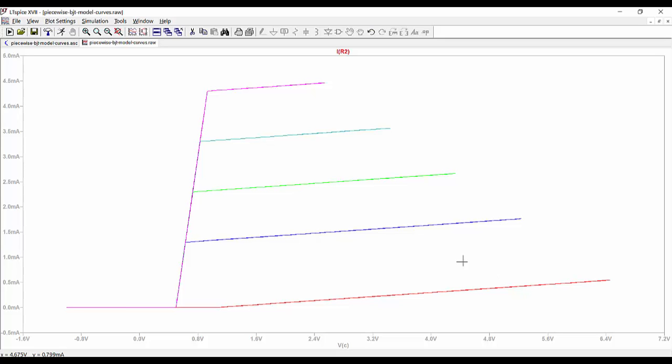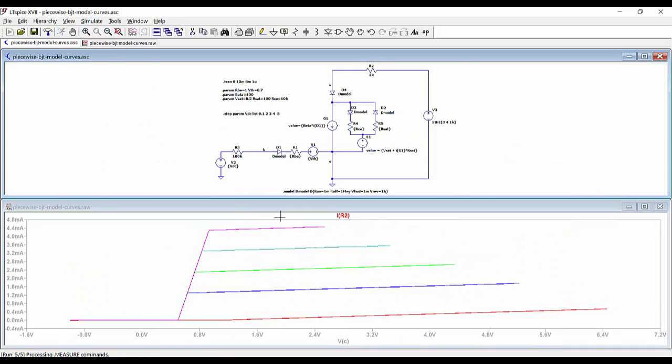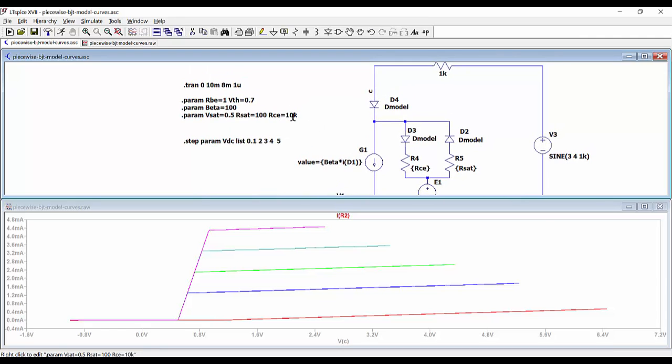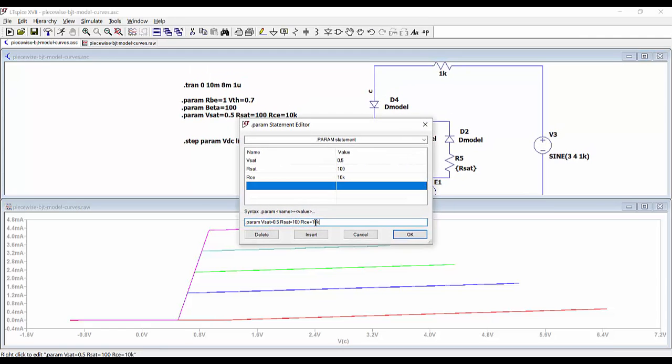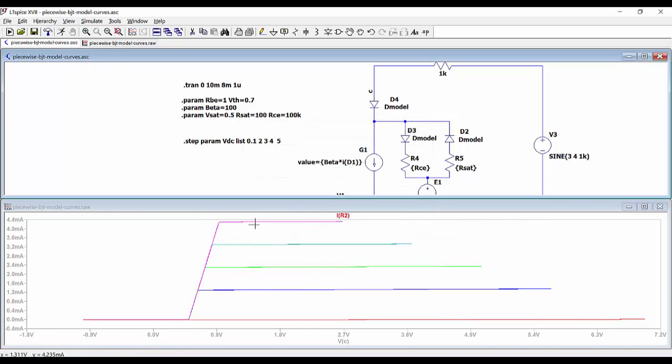But let's play a little bit with our model. Maybe we can do some changes. For example, if we want a more ideal transistor, we can use a higher value here. So let's first run the simulation to see everything together. And now if we increase the value to 100k and run the simulation again, we can see that now the slope of the curves in the active region and in the cutoff region is almost negligible.